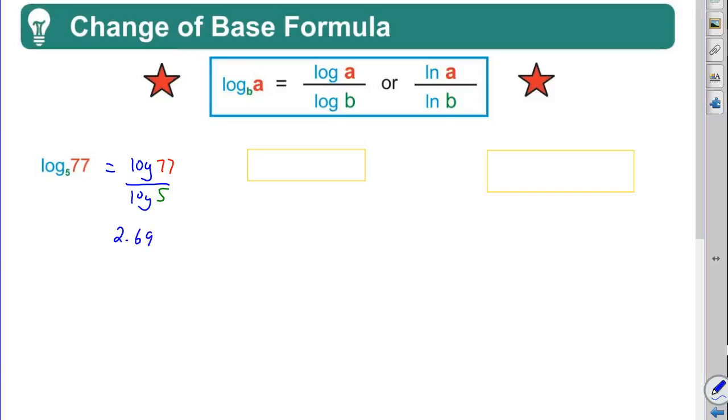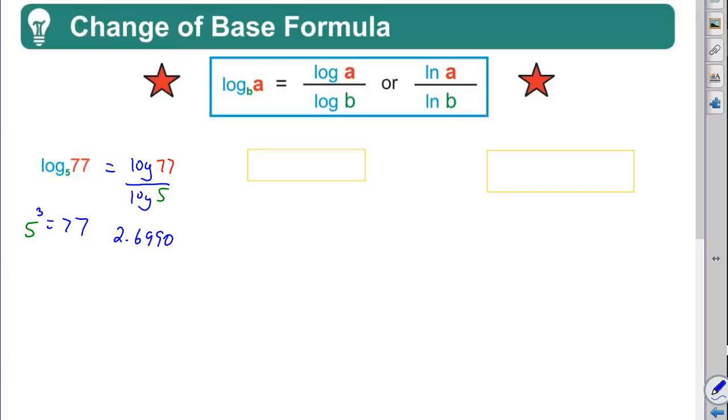I got 2.6990 if I round off to the fourth decimal place. What did I just find? I just found 5 to what power equals 77? And the answer is 5 to the 2.699 power.